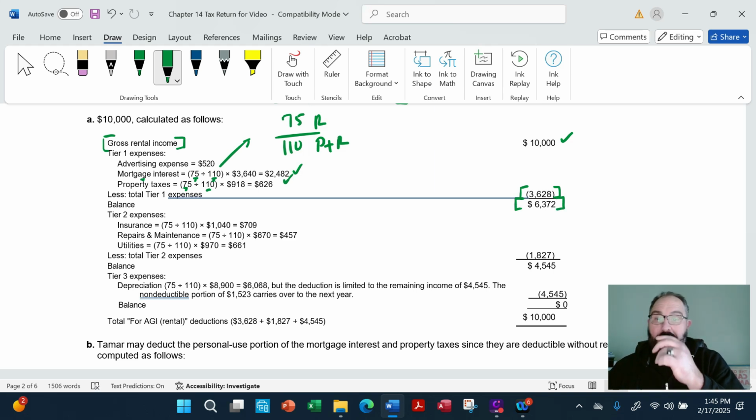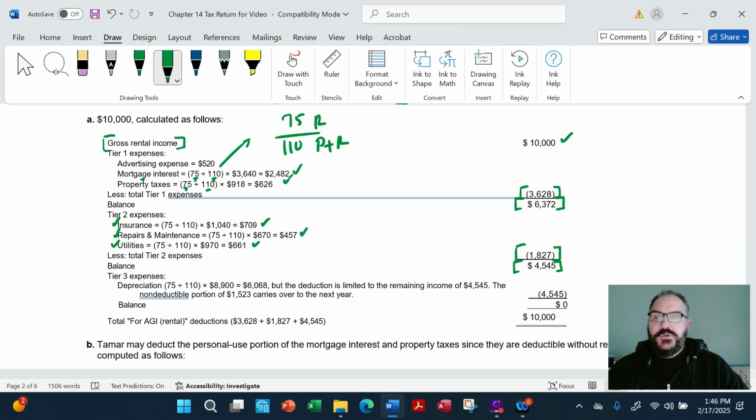Now, same thing for insurance, repairs and maintenance, and utilities. Take a look at what they're doing here. They're basically putting the correct proportion to the rental. Some of this is rental, some of this is personal, so they want to know how much of this belongs to the rental. When you add up these three items right here, you wind up with $1,827, and now your balance is $4,545. Now the final one is depreciation.